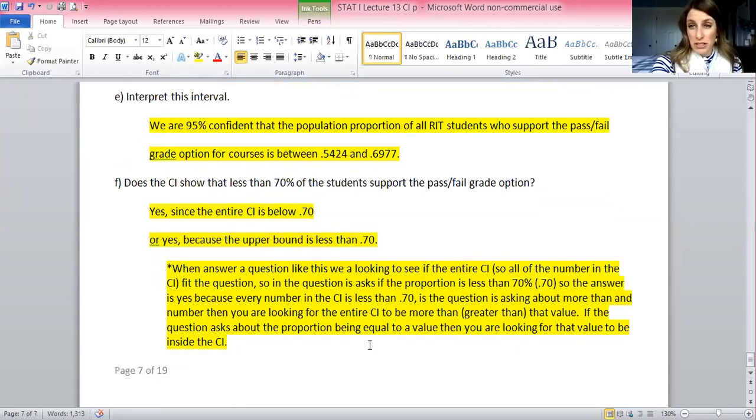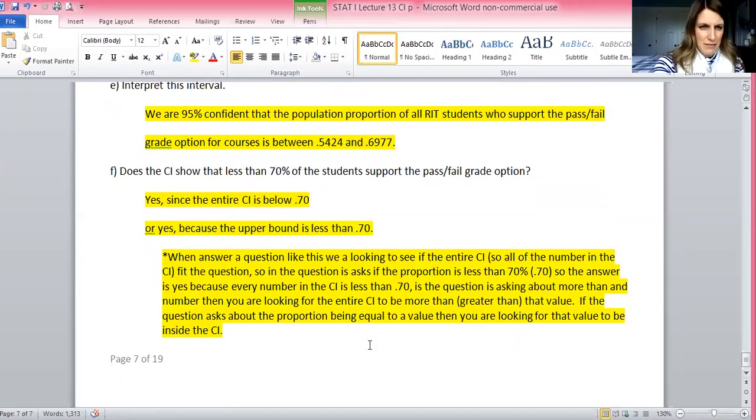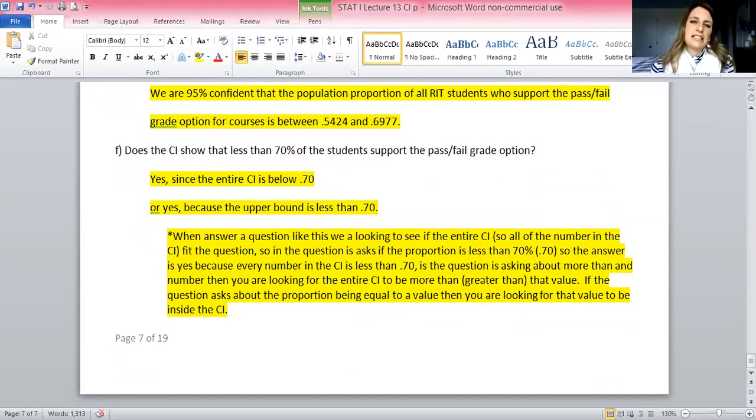Now I have a follow-up question. It's a little different for us, as I didn't talk about this yet. Does the CI show that less than 70% of the students support the pass-fail grade option? I'm going to answer yes, since the entire CI is below 0.7. Or you could say yes, because the upper bound is less than 0.7.